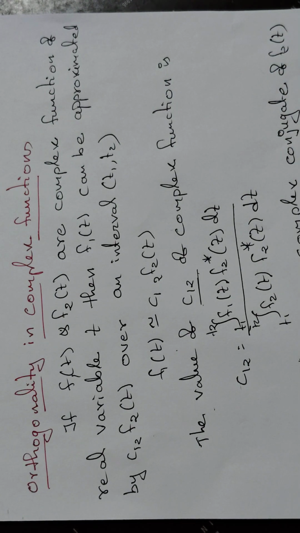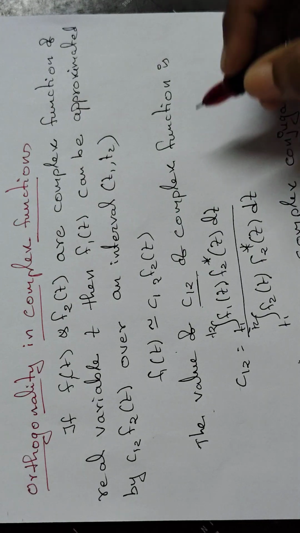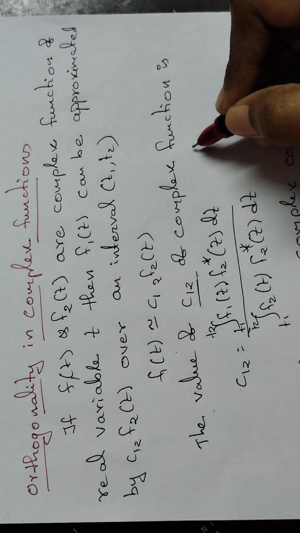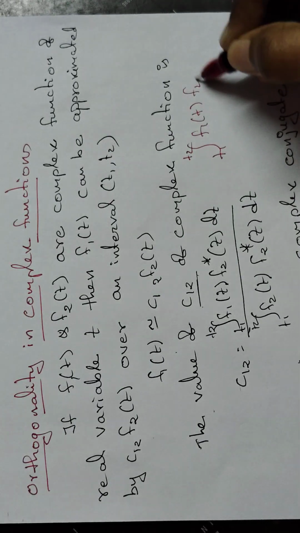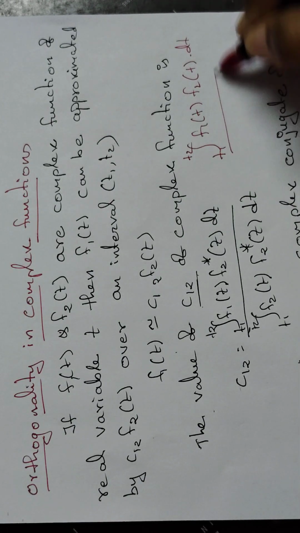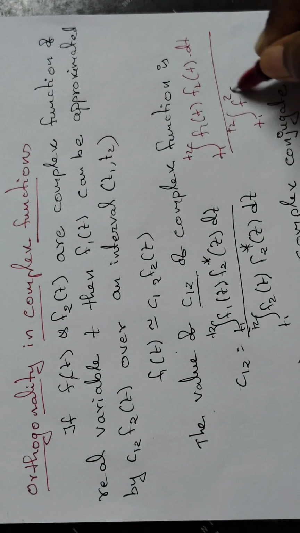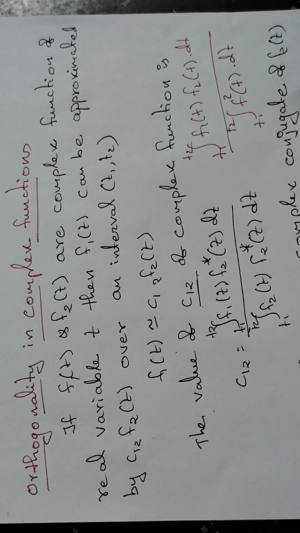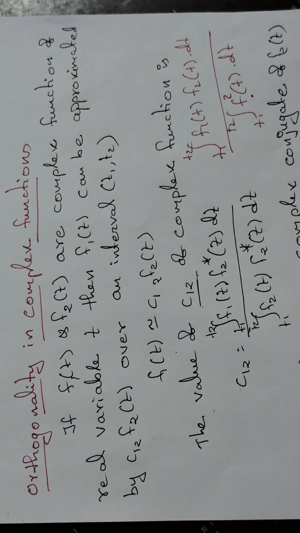If it is normal signals, we have seen already the component value. If the two signals are f1 of t and f2 of t, how do we write the equation? Integral t1 to t2 f1 of t f2 of t dt divided by integral t1 to t2 f2 square of t dt. So this is the normal component value of two signals.